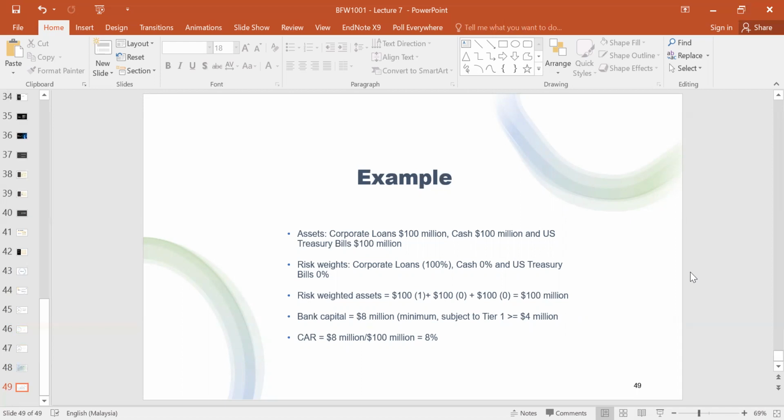But keep in mind that there's a small little clause in the bank capital which says that the Tier 1 capital must account for at least 4% of the total risk-adjusted assets. So always make sure that if this question comes in the exam, the Tier 1 capital satisfies this criterion.